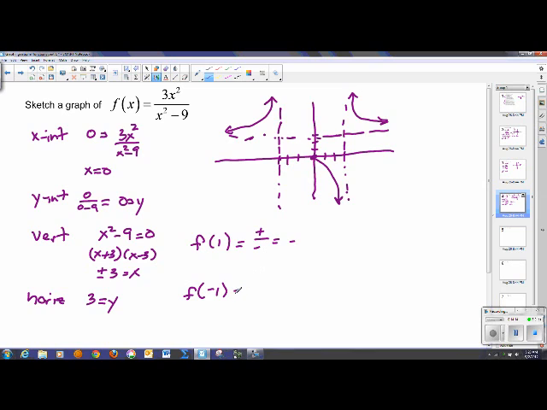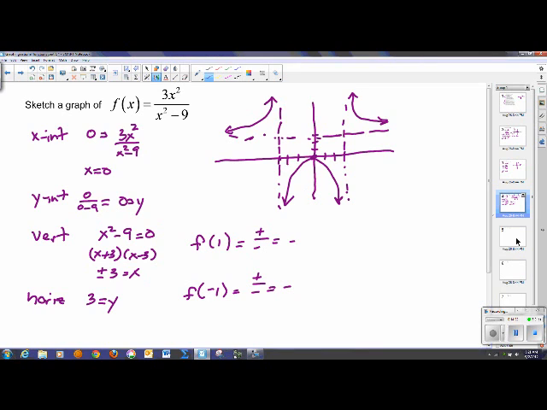To the left, we do the same thing. We plug in, and I notice once again I get a positive on top. I'm going to get a negative again on the bottom. It's giving me a negative overall. And to the left, we have a negative.